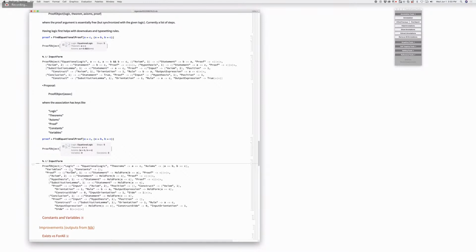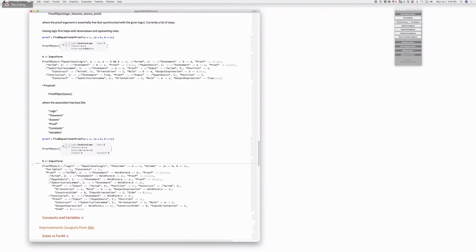Nick, what do you think? I mean, I think it's pretty typical that you have at least one argument at the beginning that's like, what kind of object is this? And then after that, maybe you have an association. I mean, in this case, maybe it's in the fourth position or something. If we think that this will always be a type of logic and axioms, I'm sorry, what's actually next? It's theorems next, and then axioms. Is that right? Yes, same order as in the constructor, FindEquationalProof.